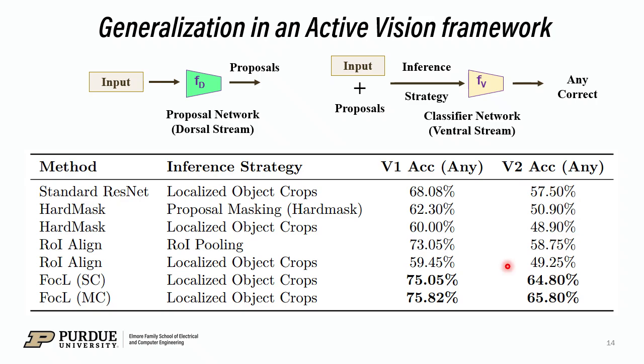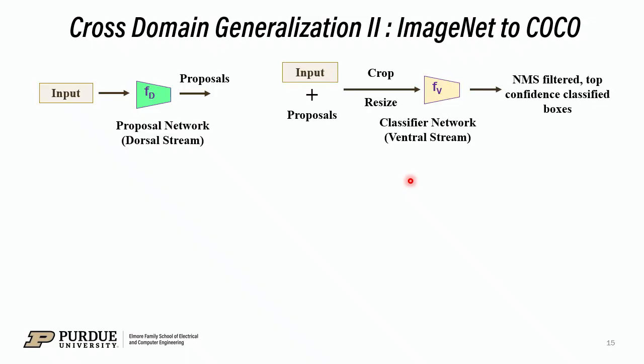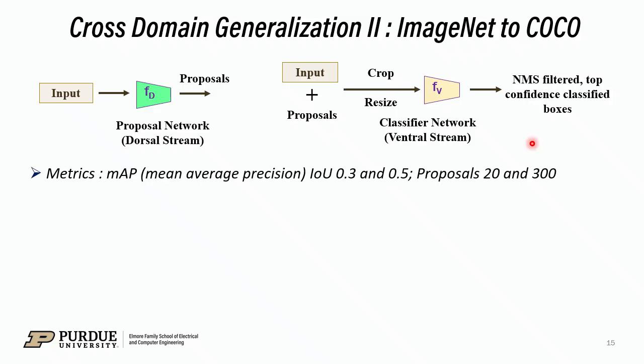Next, we're going to see similar results on COCO. Here we are reintroducing the framework. We follow a similar pipeline, except the output is NMS filtered, and the bounding box with the topmost confidence prediction is classified as the correct one. Here we use mean average precision for our detection accuracy, and we use two different IoU thresholds, and we limit the proposals to 20 and 300. 300 because for a DETR kind of pipeline, you use close to 300 queries for an image. We just wanted to match that and see how it goes.